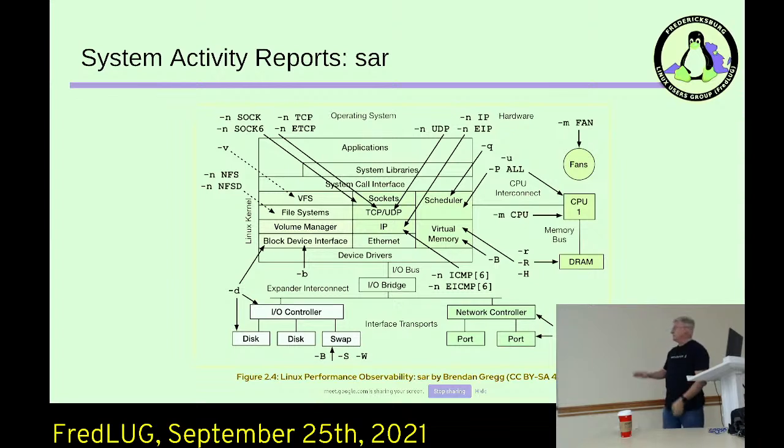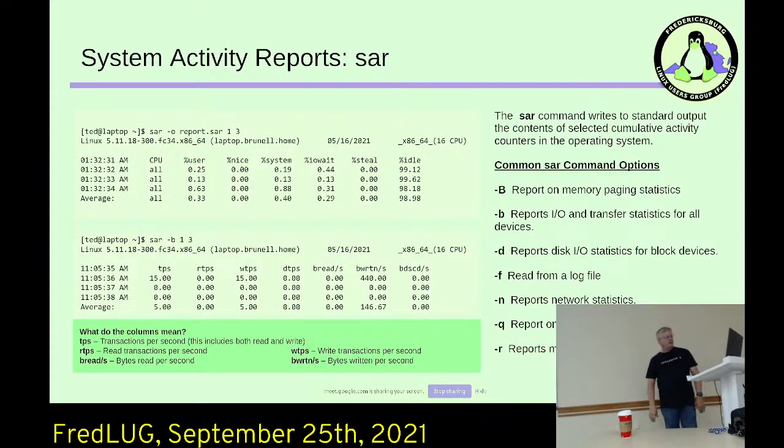You see up here in the upper right, even under hardware, we have fan. If you want to monitor and get a system report on your fan speed, yes, you can do that. A lot of people, like my son, are always worried that their CPU fan isn't spinning fast enough. So if he wasn't running Windows, he could actually get system reports on his CPU fan. All right, so SAR reports. The SAR command writes to standard output the contents of selected cumulative activity counters in the operating system.